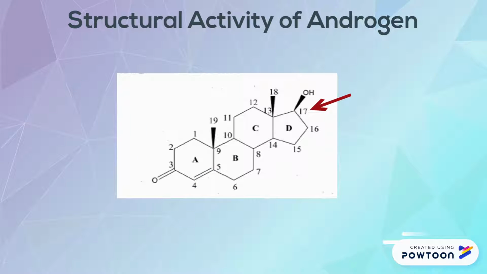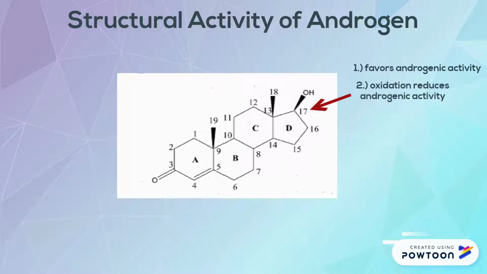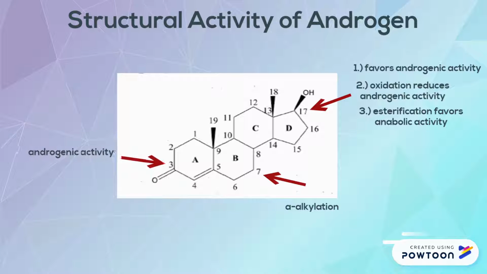The alpha group at the C17 position favors androgenic activity. Oxidation reduces androgenic activity, while esterification favors anabolic activity. Alpha alkylation at the C17 position favors anabolic activity. At the C7 position, the attachment of alpha alkylation favors anabolic activity, while the keto group at the C3 position enhances androgenic activity. Junction of the A ring with a pyrazole ring or introduction of an oxygen atom favors anabolic activity.